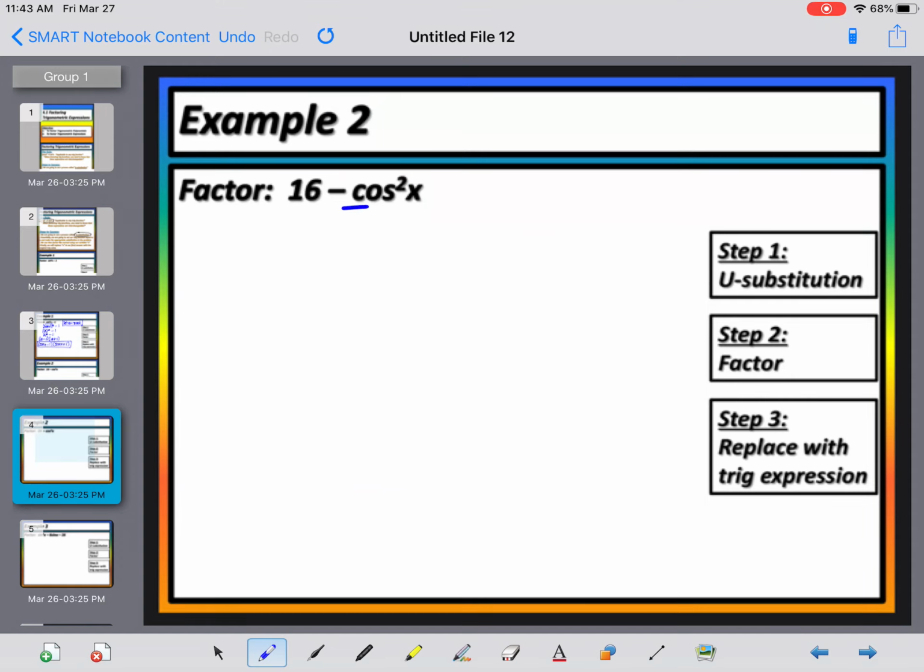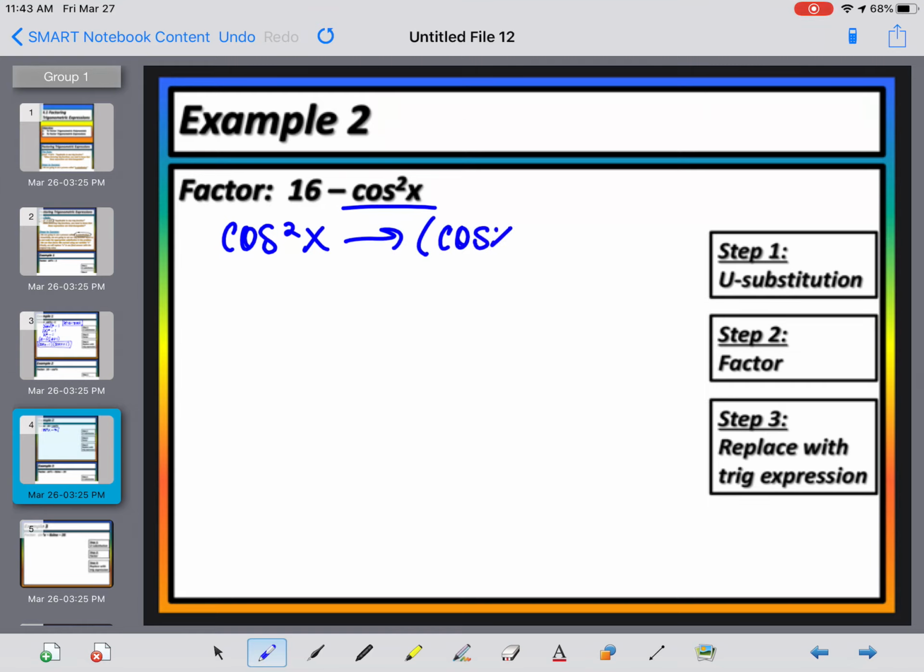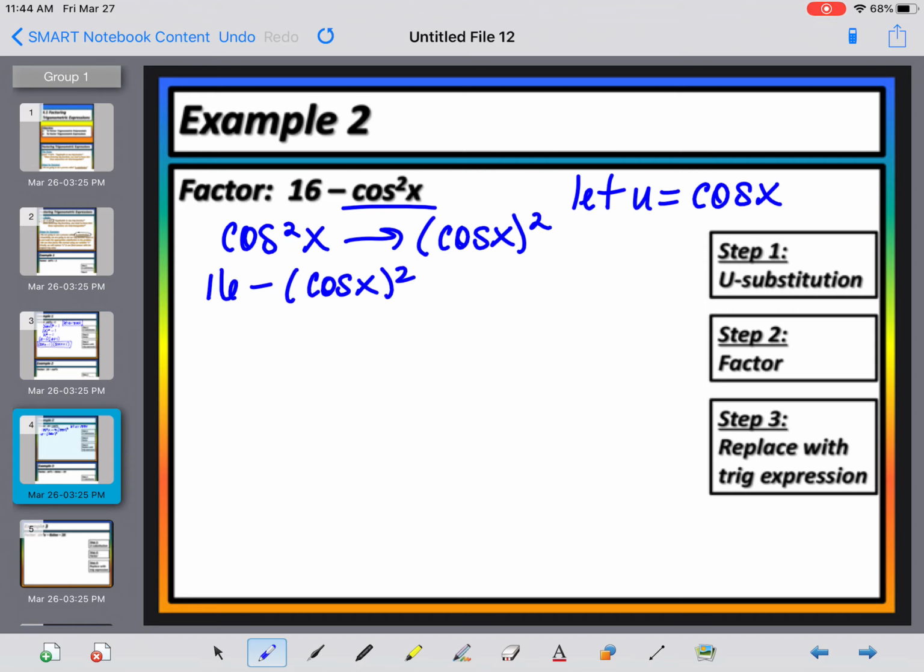Let's try some more. I see that I have a cosine squared x, so the same rule applies. Cosine squared of x is the same thing as cosine x squared. So I'm going to rewrite that. And being written that way, I can very easily pull out my trig function. So let u equal the cosine of x.